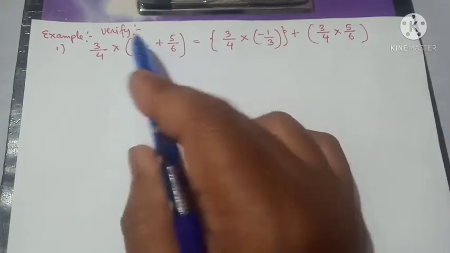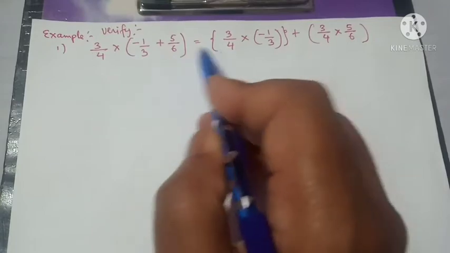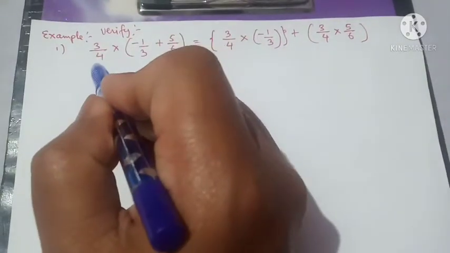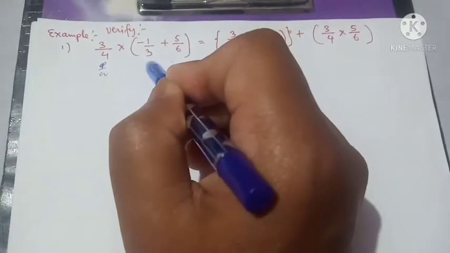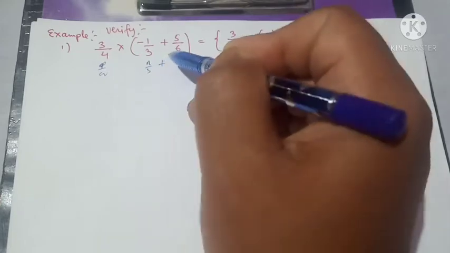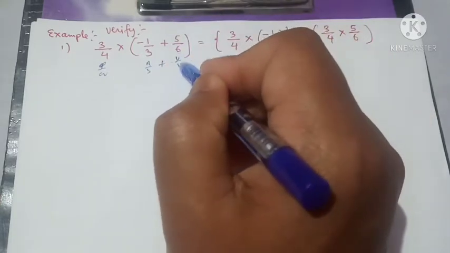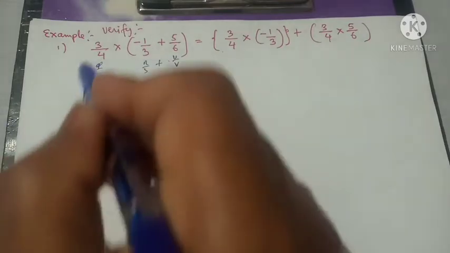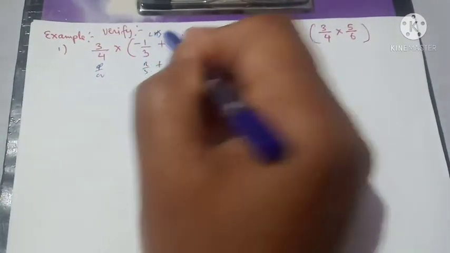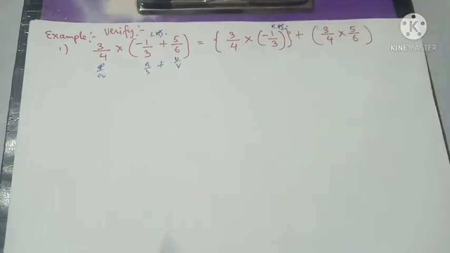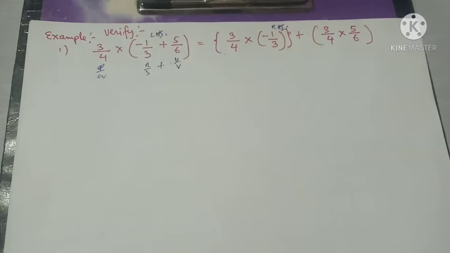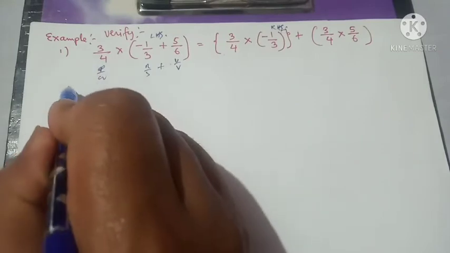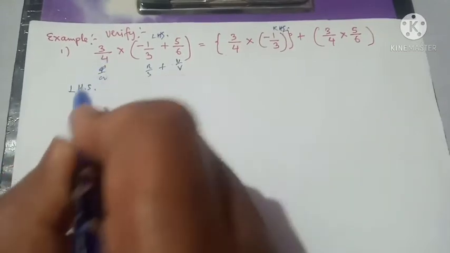We need to verify these two sides, one is the left hand side and one is the right hand side. Here this one is p by q and this one is r by s plus u by v. We need to prove that the left hand side is equal to the right hand side according to the distributive property of multiplication over addition. So first we will find the left hand side.